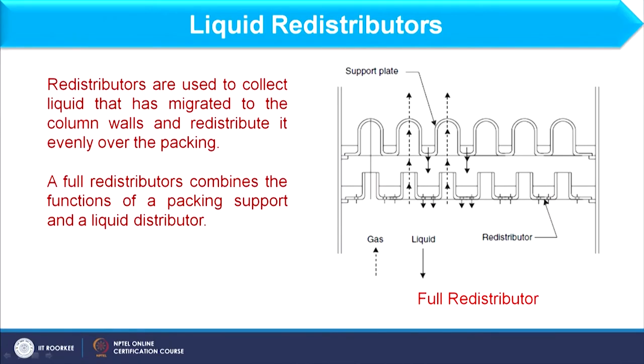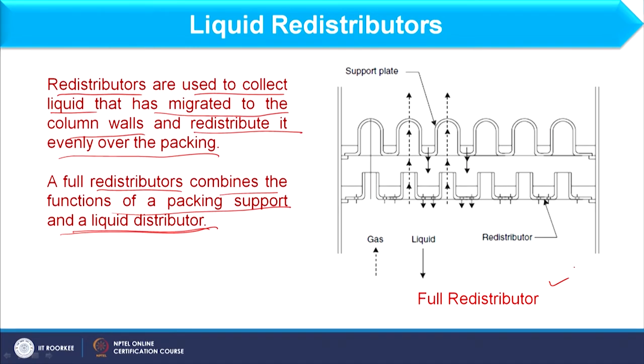Okay. So, in this way redistributors are used, and these are basically considered to collect the liquid that has migrated to the column walls and redistribute it evenly over the packing. So, it basically collects the liquid and redistributes it again. A full redistributor combines the functions of a packing support and a liquid distributor. Okay. So, you can consider here we have the full redistributor, and here we have the nozzle for the proper distribution, and we can consider the gas movement as well as liquid movements from these sections. So, in this way this redistributor works as a support plate as well as a liquid distributor, right.